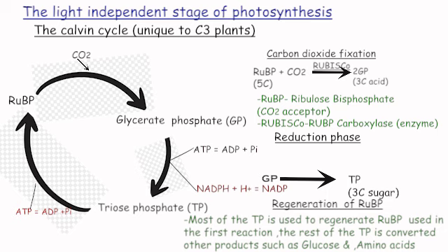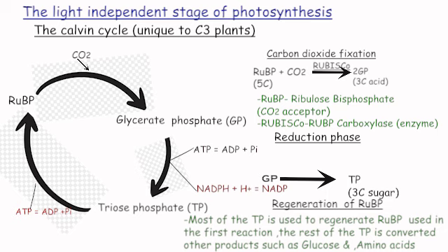Since it has lost one phosphate, it's just called ribulose phosphate. So what happens is that most of this TP is used to reform RuBP, and this requires energy from ATP. When the ATP breaks down, the inorganic phosphate from ATP combines with this ribulose phosphate to form ribulose bisphosphate again, which has two phosphate molecules.